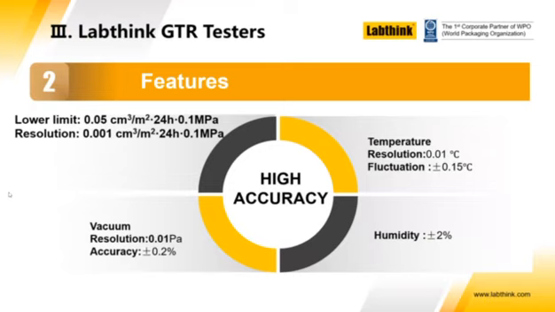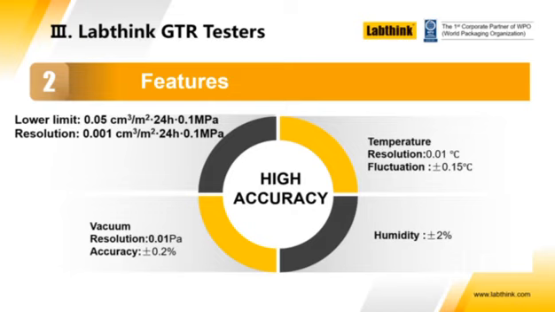So the lower limit is 0.05 cc's per meter squared per 24 hours per atmosphere with a resolution of 0.001. The vacuum resolution, this is interesting. Its accuracy is plus or minus 0.2% with a resolution of 0.01 pascals. And the choice of the vacuum pump and the design of the system is very important.